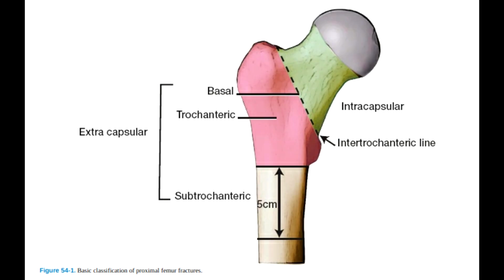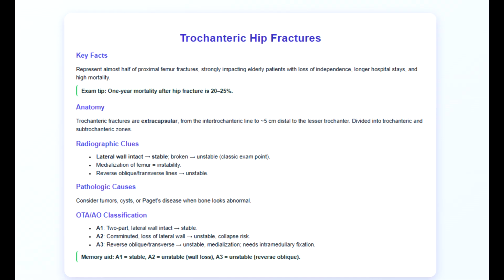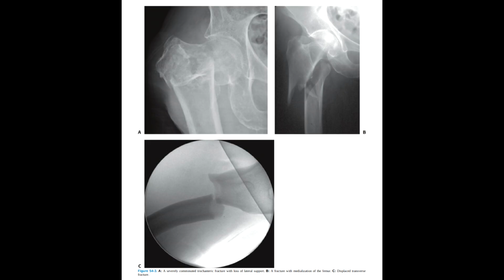That anatomical distinction is not only important for classification, but also for treatment planning, because blood supply and healing potential are very different between intracapsular and extracapsular fractures. Now let's move to the radiographic images. In image A, you can see a severely comminuted trochanteric fracture with loss of lateral support.